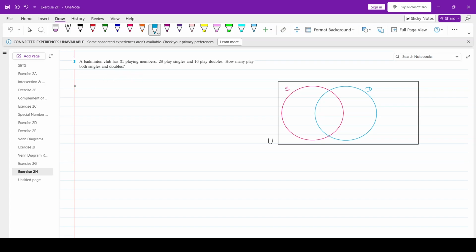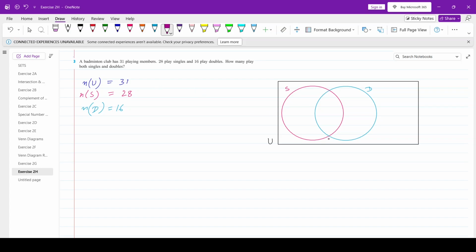So we know the number of elements in this universal set is 31. The number of elements in singles is 28. And the number of elements in doubles is 16. Now here we know that the club has 31 playing members.